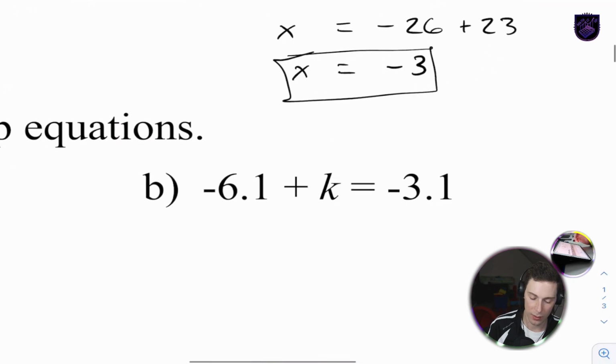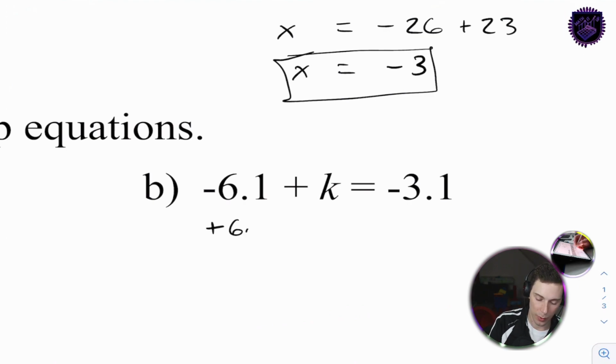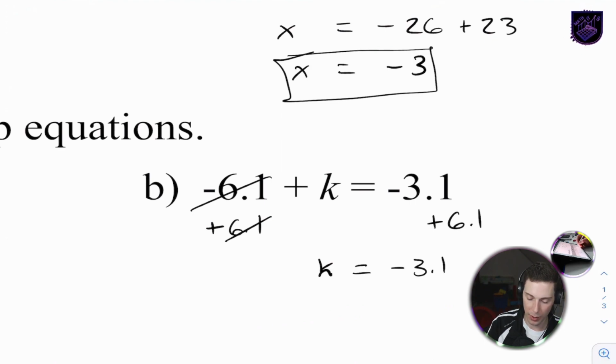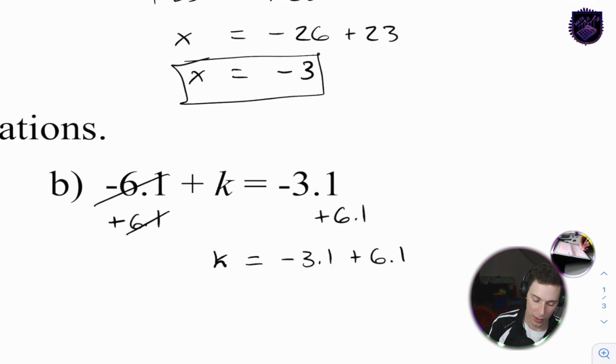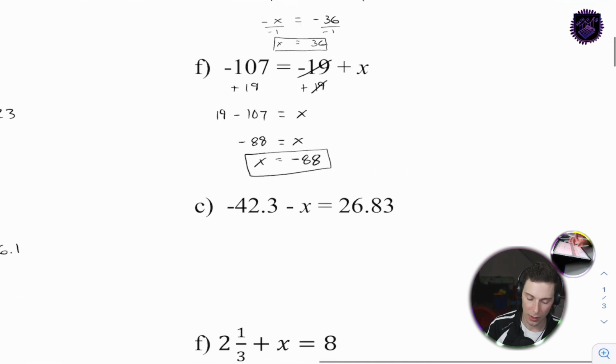3b. It's negative 6.1, so we want to do the opposite, we want to add 6.1 to both sides to get rid of that 6.1. On this side it cancels out, and then we are left with k is equal to negative 3.1 plus 6.1, and of course that would be k is equal to 3. Nice.